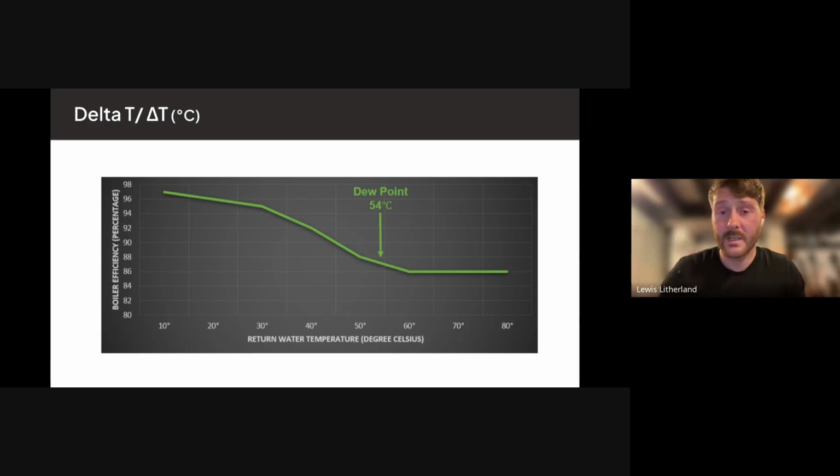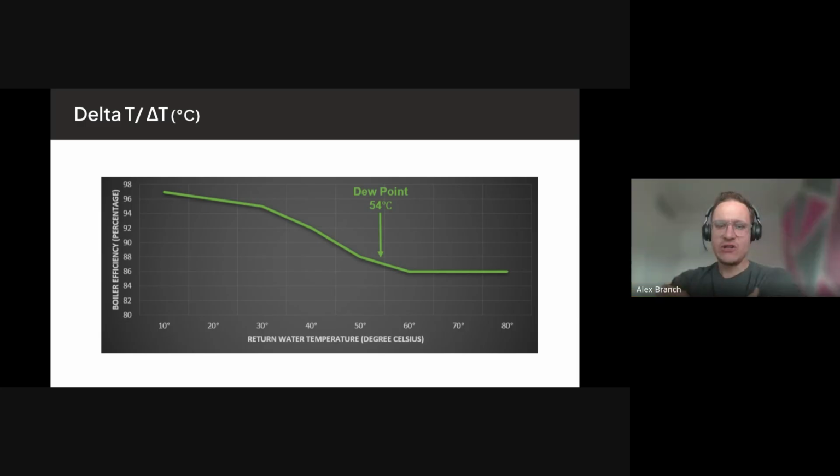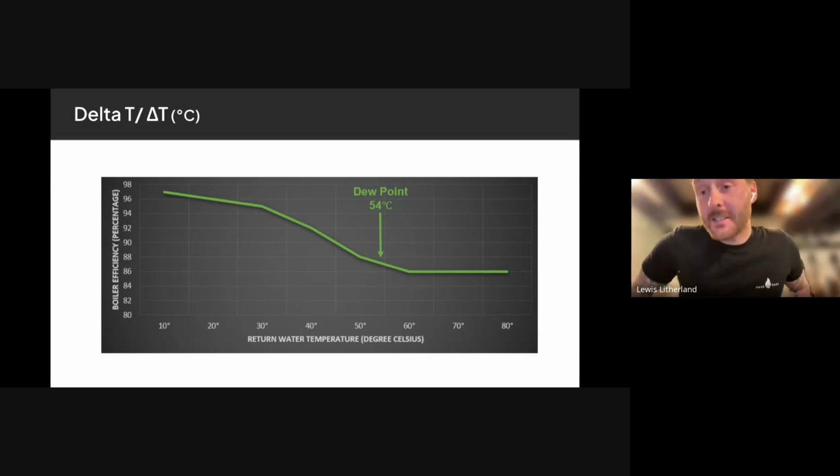Alex, do you want to raise something there, mate? Yeah, what's the lowest flow you could go with a boiler then? Because obviously you don't want to go too low, I'm guessing, because then you'll have more condensation. Am I correct in thinking that? Or can you go as low as you can?